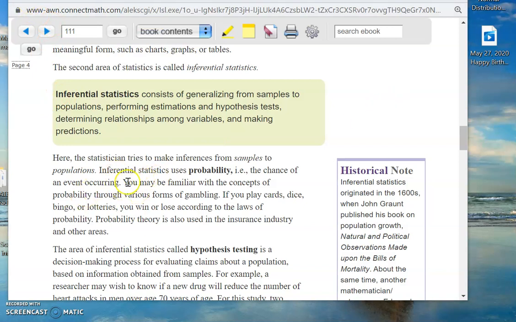As the author says, the statistician tries to make inferences from samples. So you have a sample, you have certain information from the sample, and you make an inference and draw a conclusion about the population. The reason we do this is because it's just too hard to look at the entire population. If we had infinite resources, I wouldn't have to draw these conclusions. I would have the information.